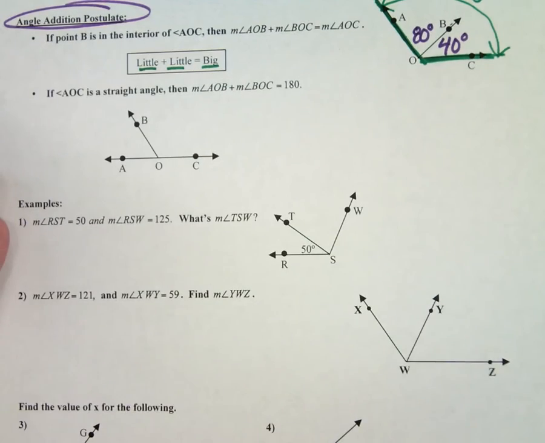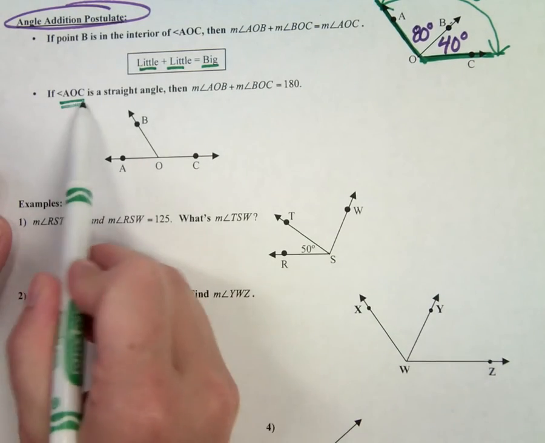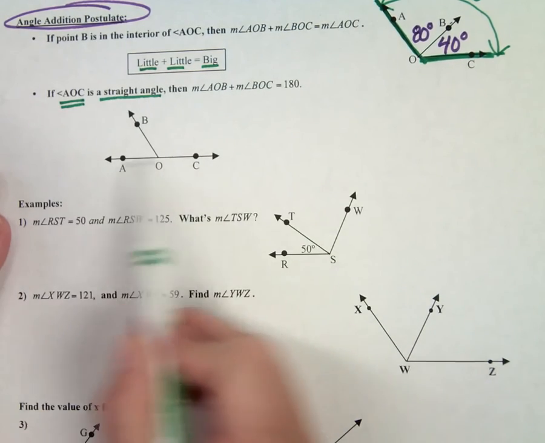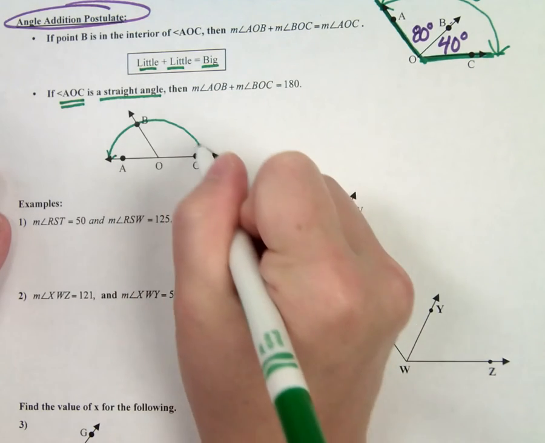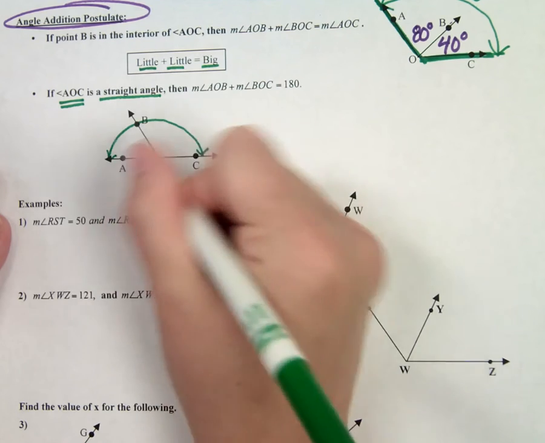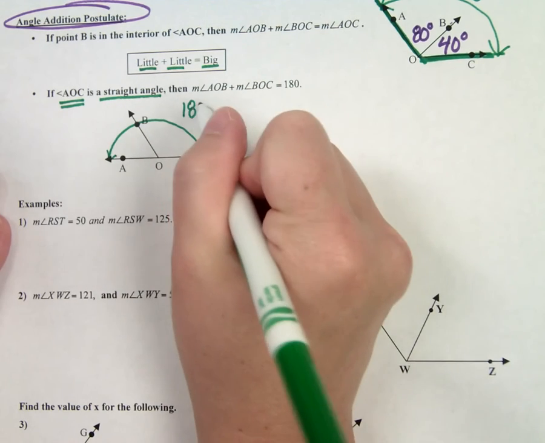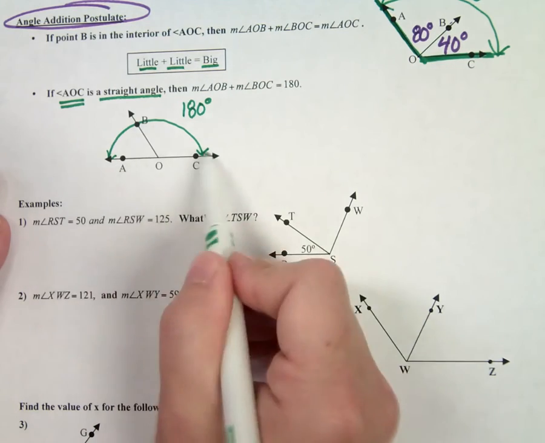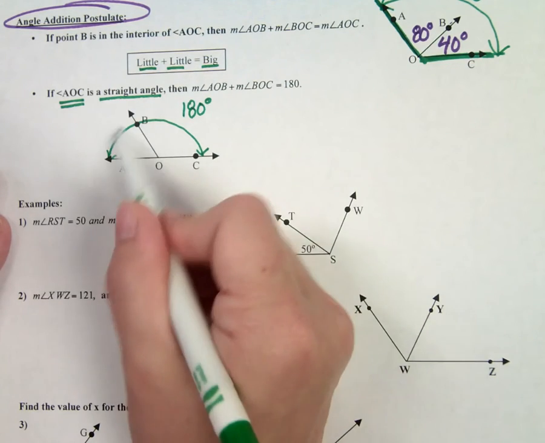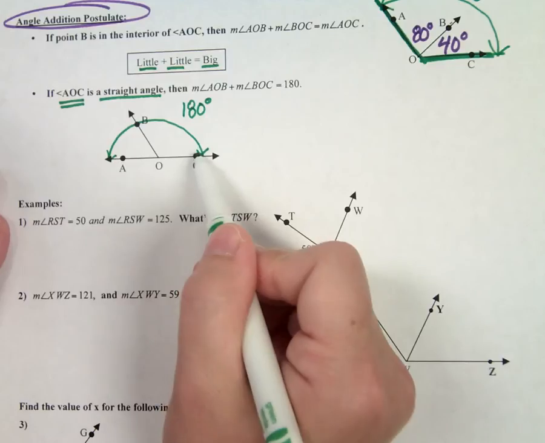Okay, in this picture, I know that angle AOC here is a straight angle. It makes a straight line. So how far did we say it was from here to here? 180 degrees, because that's halfway around a circle. So anytime you have a straight line, a straight angle, it's 180 degrees from here to here.